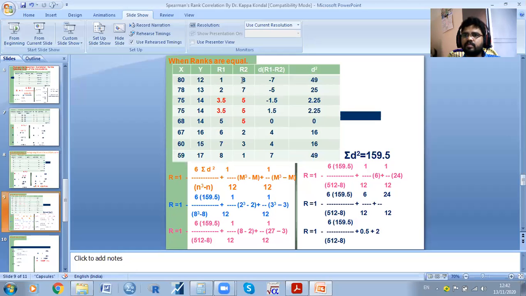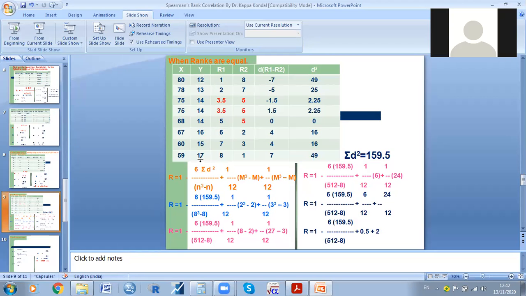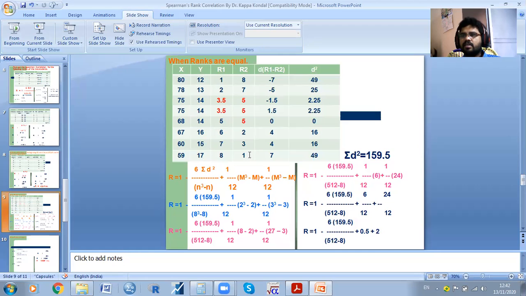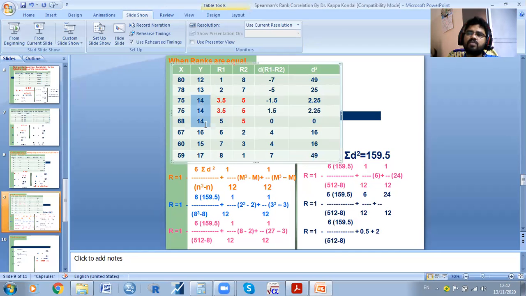Next is rank 2. Within the Y subject, public administration, who got the highest marks? 17. So 17 gets the first rank. Then 16 gets the second rank. Then 15, who got 15 marks, gets the third rank. Then the fourth rank: 14 only. The 14 marks have been got by three people. How can we give ranks to them? Fourth rank, fifth rank and sixth rank, right?